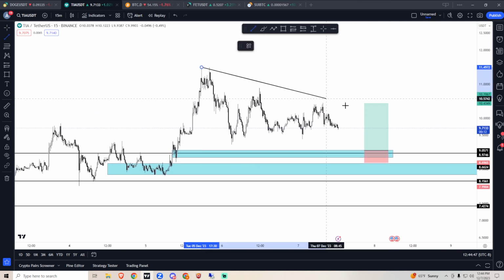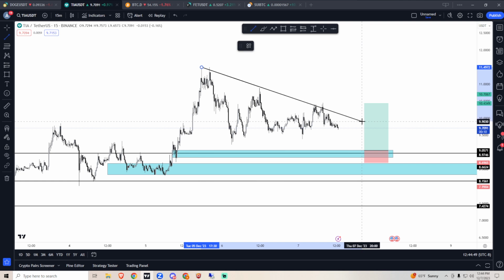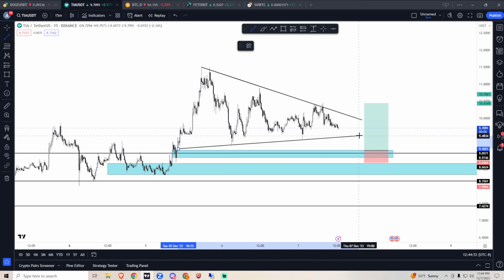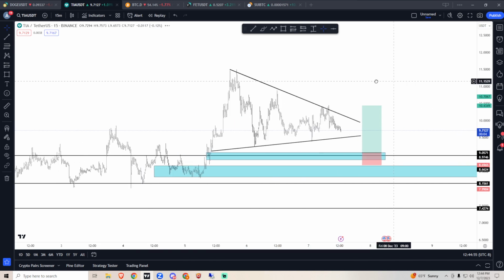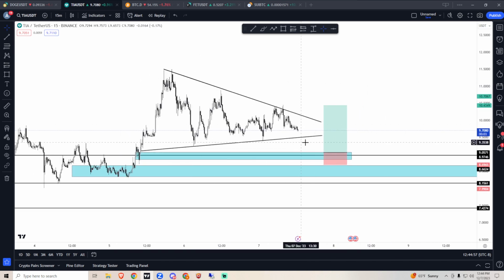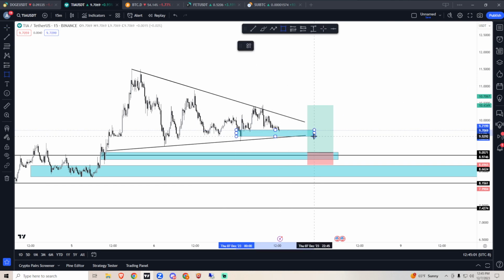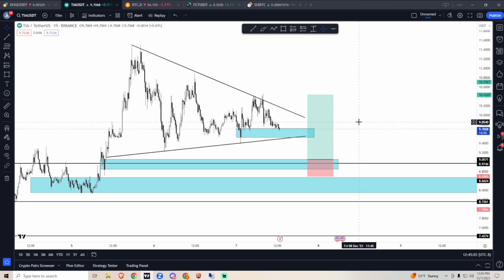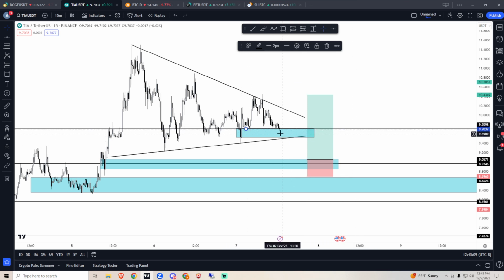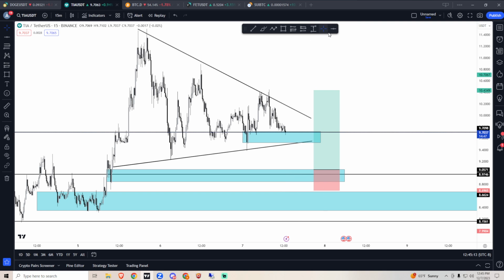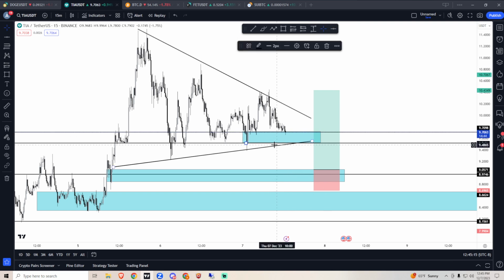Right? Lower time frame, okay. We're holding this order block here. Also support. Now this is the fourth touch of support, so it's getting weaker and weaker every single time. Next support doesn't come until down here.